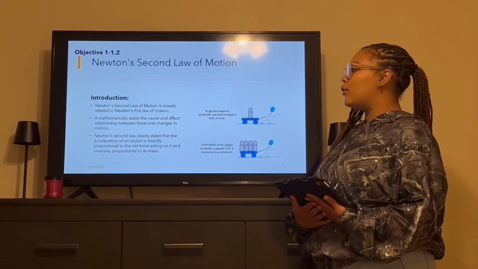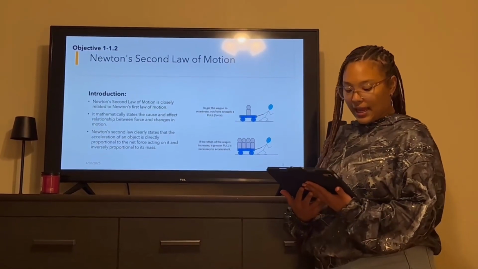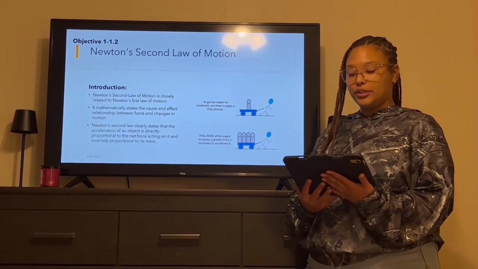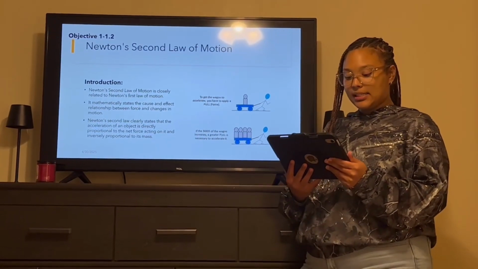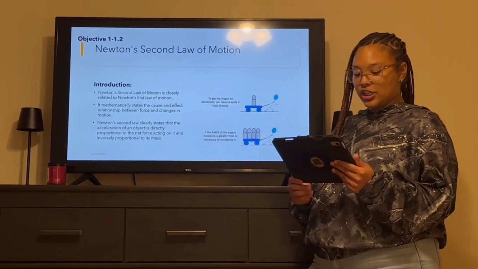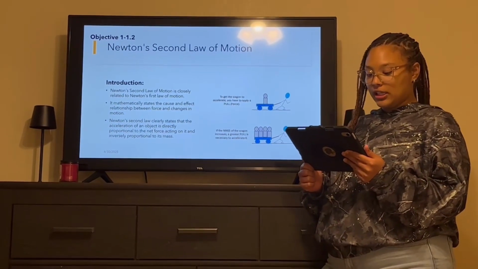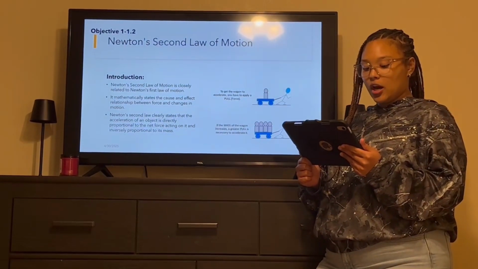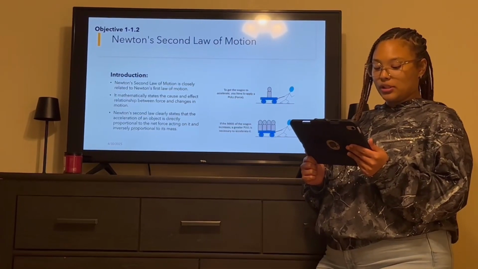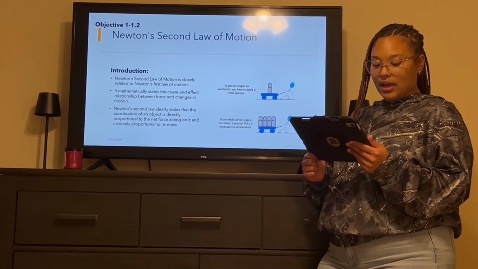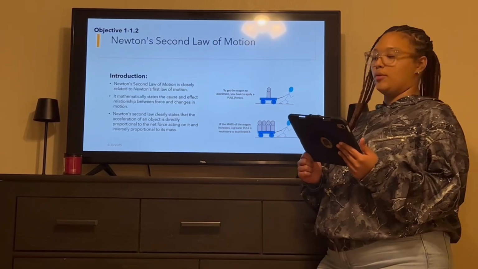Introduction. Newton's second law of motion is closely related to Newton's first law of motion. It mathematically states the cause and effect relationship between force and changes in motion. Newton's second law clearly states that the acceleration of an object is directly proportional to the net force acting on it and inversely proportional to its mass.